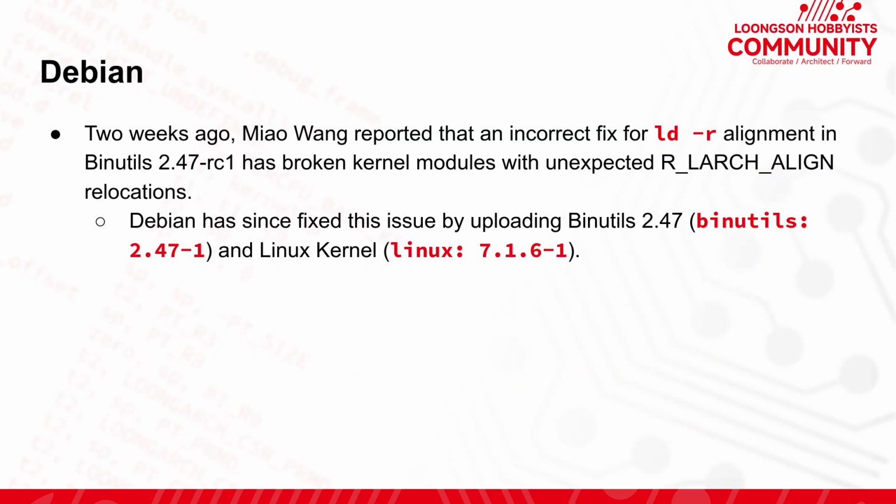And in Debian, 2 weeks ago, Wang Miao reported that an incorrect fix for LDR alignment in Binutils 2.47's release candidate 1 has broken kernel modules. Debian has since fixed this issue by uploading the final release of Binutils 2.47, which includes the fix, and with Linux kernel 7.1.6-1, which has been rebuilt with the new toolchain.